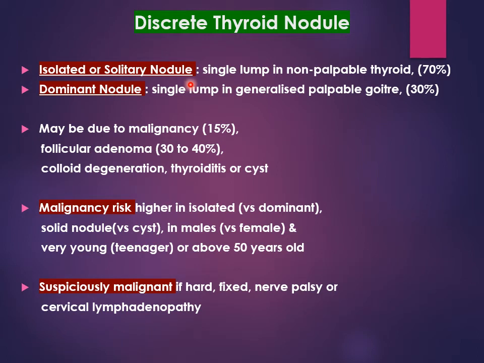Okay, now we come to discrete thyroid swellings, commonly known as the thyroid nodule. There are 2 types: isolated or solitary thyroid nodule, which comprises 70% of the cases. In these cases, there's a single lump and a non-palpable thyroid. The second group is known as a dominant nodule. That means there may be multiple small nodules, but what you are feeling is the dominant nodule of a multinodular goiter, and this accounts for 30% of cases.